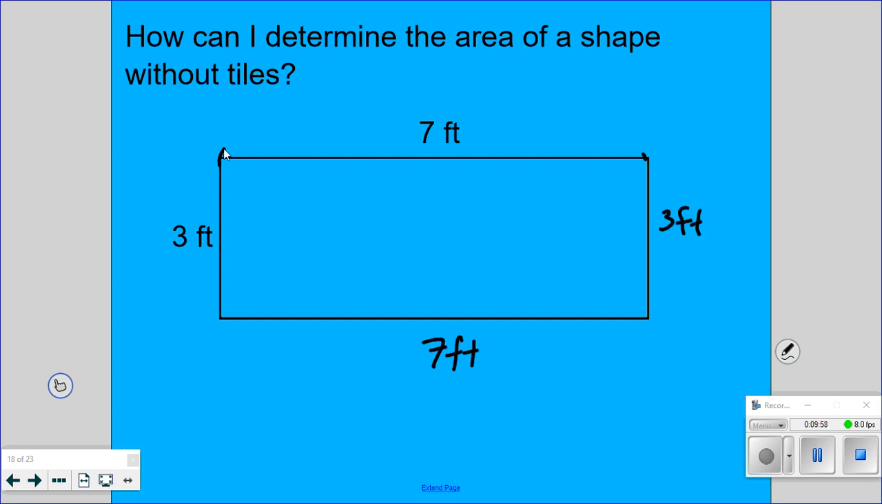What's the width? Parker, what's the width? The width is 3 feet. Could you say the width was 7 feet? Yes. Just know that normally, Mason, when people say the length, they want to know what's the longest side. If we're looking at this shape, how do you think I would figure out the area? I do not want to draw tiles. Yes, I could, but I don't want to draw tiles in. How could I figure it out?